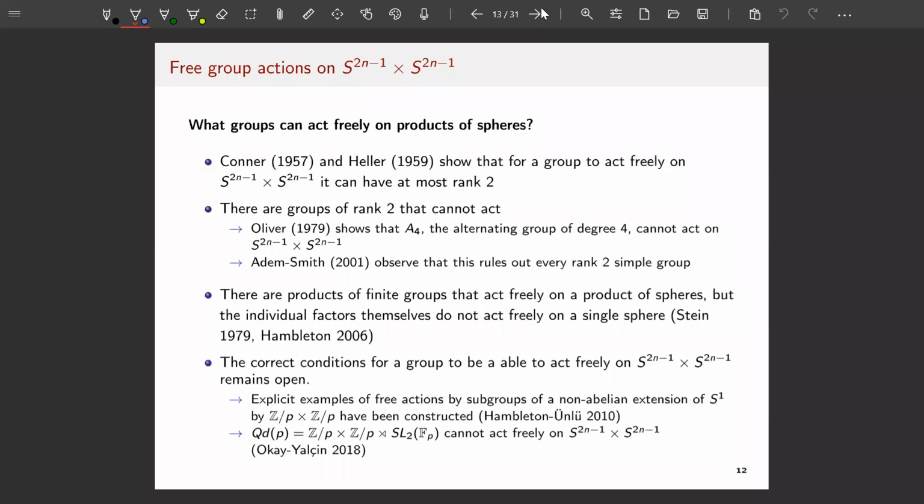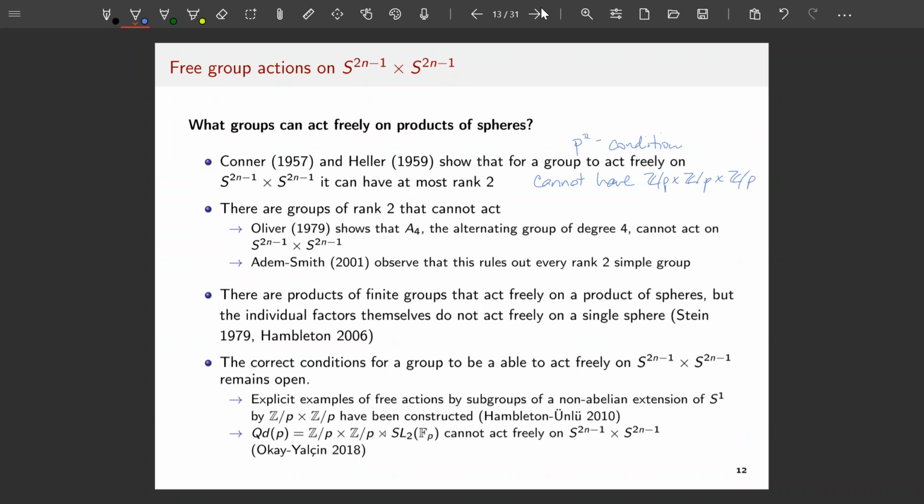Okay, so we know that for a group to act freely on S^{2n-1} cross S^{2n-1}, it can have at most rank 2. And that means we can't have things like Z_p cross Z_p cross Z_p. This is really similar to the p squared condition. So we can't have things like this. We have a similar condition to the p squared condition for the single sphere case.